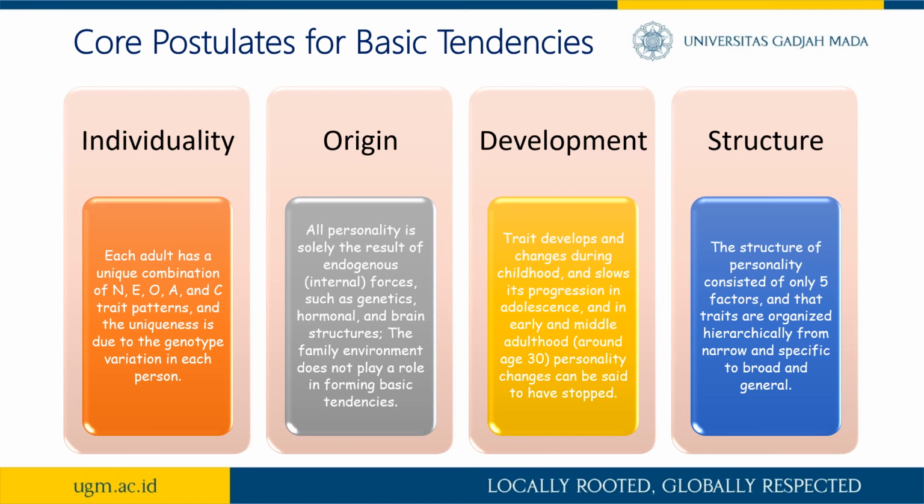And then the second core postulate for basic tendencies is related to its origin, as we have discussed previously. The origin of all personality is solely the result of endogenous or internal forces such as genetics, hormonal, and brain structures. So the biological factors. And again, the family environment does not play a role in forming basic tendencies.